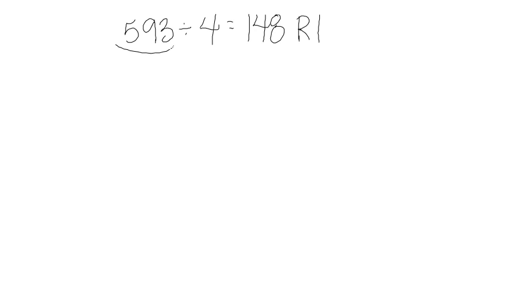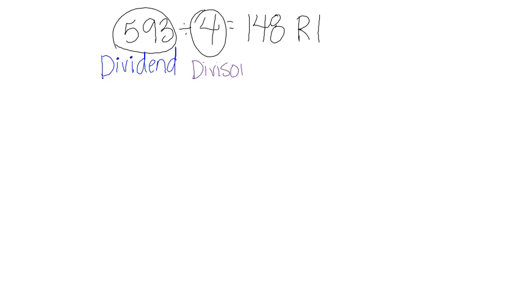Okay, this first number right here is what we call the dividend. The dividend is the number that is being split up into equal groups by the divisor. Our divisor right here is the number of groups that the dividend is being split into. So in this case, our dividend was being split into 4 equal groups.